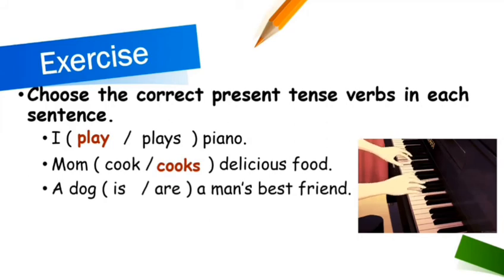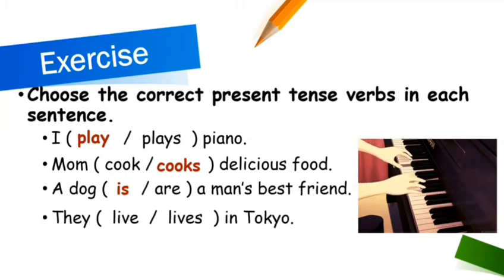Now next sentence. Let us read together, children. A dog, the options given to you are is or are, a man's best friend. A dog is a name of an animal, right children? And a dog is a man's best friend. So dog is one animal. So with singular we use is. Okay. So the sentence will be a dog is a man's best friend. Because with singular we will use is.